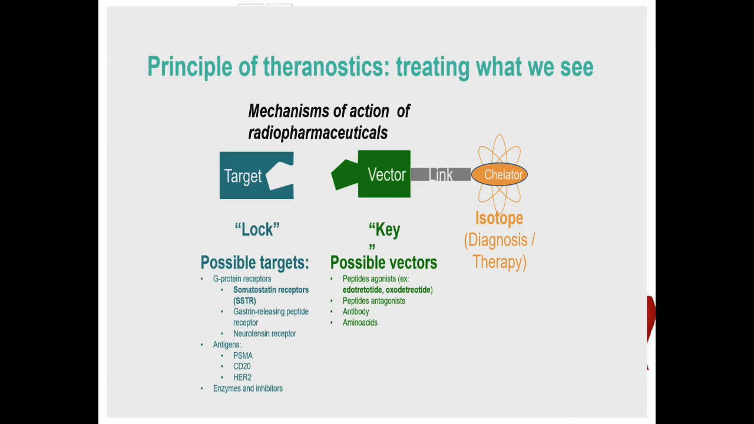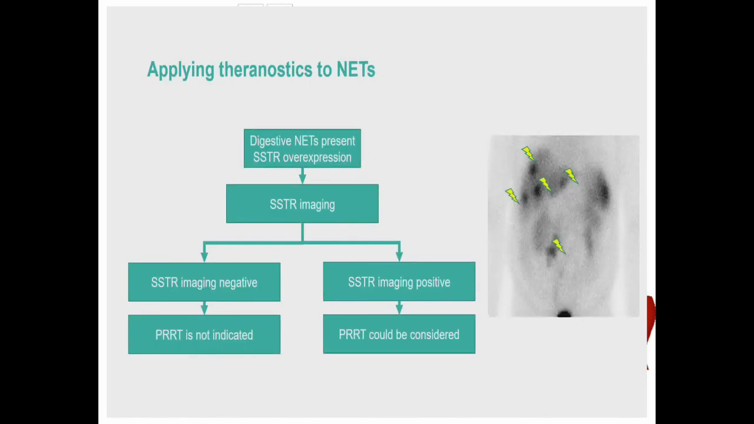Last but not least, something very interesting is theranostics. In theranostics, you have a target, a vector, and a chelator, and this allows you to target specifically a tumor. Of course here, the target will be the somatostatin receptor, present in almost all well-differentiated tumors. You will link that to a somatostatin analog and to an isotope, in this case lutetium-177. So applying theranostics to NETs is quite simple.